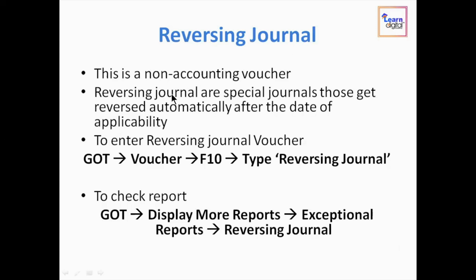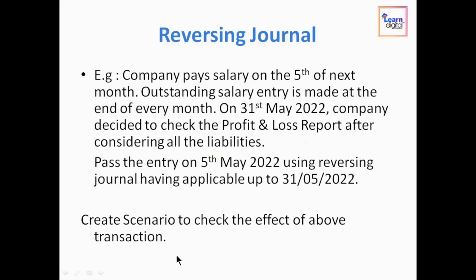Generally we have only one single date for the voucher entry, which is on the top right corner. But in the reversing journal, it has two dates: the date of the entry and the date on which this specified entry will get reversed. So here we enter that date also. To enter the reversing journal, go to Gateway of Tally, Voucher, press F10 for special other types of voucher, and type reversing journal. And here is the way to check the report. So let's start the reversing voucher entry.